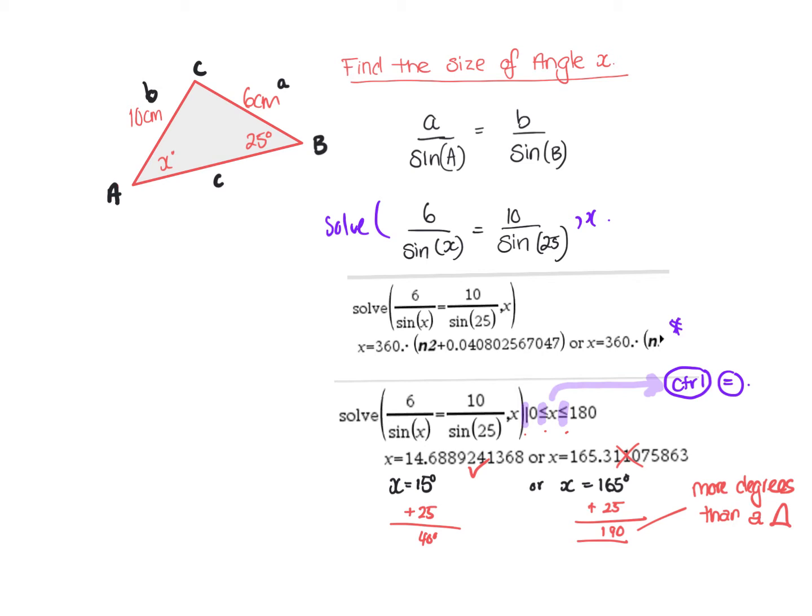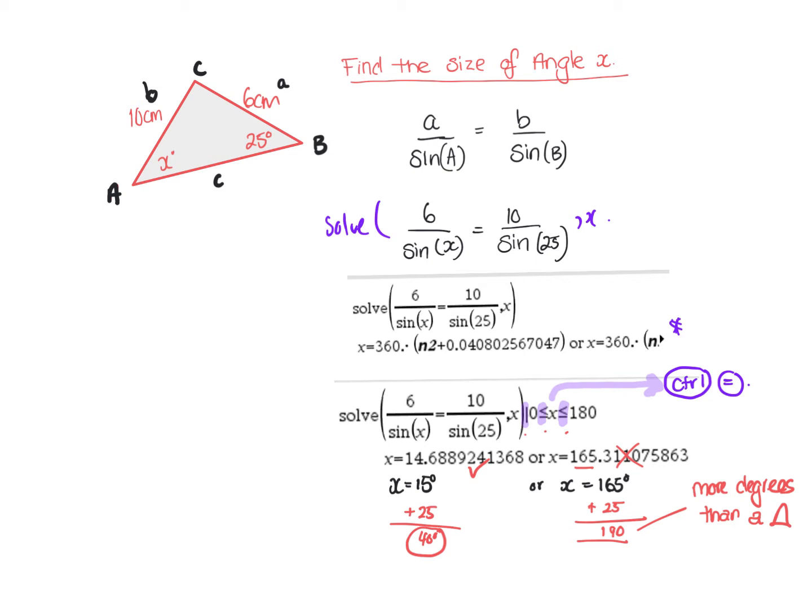So we got these two possible answers when we did it. Now, we already know one of the angles in our triangle is 25. So if I had 15 plus 25, that's fine. That'll only equal 40, so that's okay because two angles add up to 40, and then the other one I could work out. If I use this other scenario where they said it's 165, if I add 165 plus 25, I go over 180. So that's more degrees than there is in a triangle.